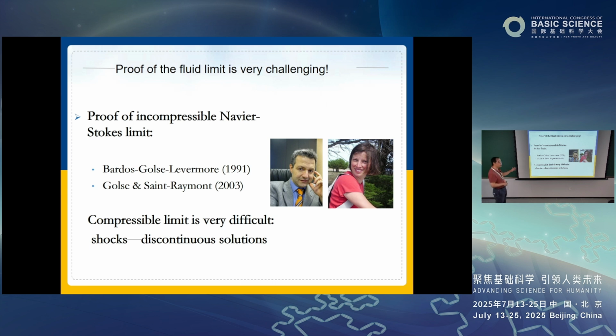However, the compressible limit is still open. It's very difficult. The reason is that if you have compressible flow, you may develop shocks. So the expert, Chi-Wang Shu, is an expert on how to compute shocks. We have shocks, and the proof of this becomes very hard.